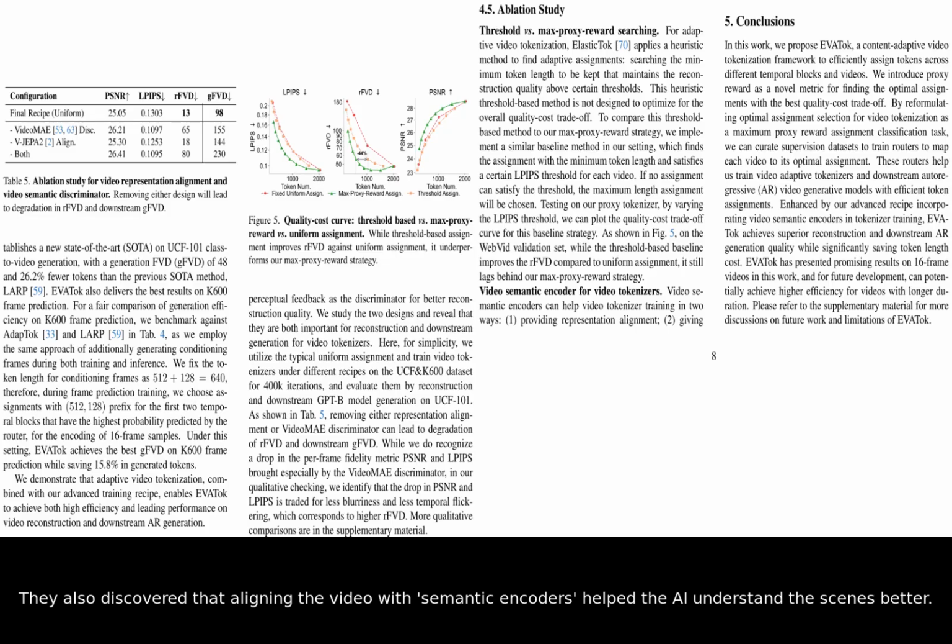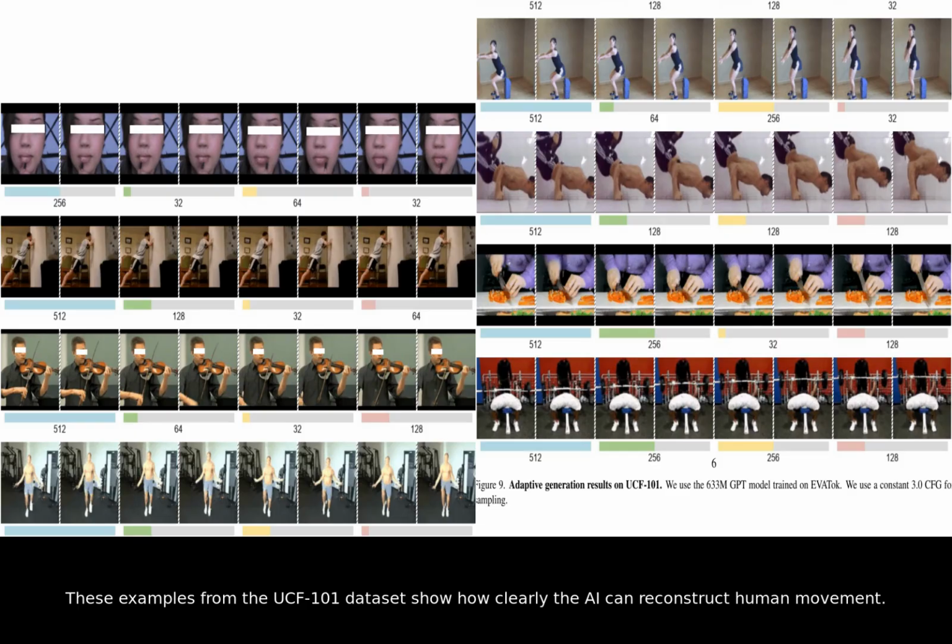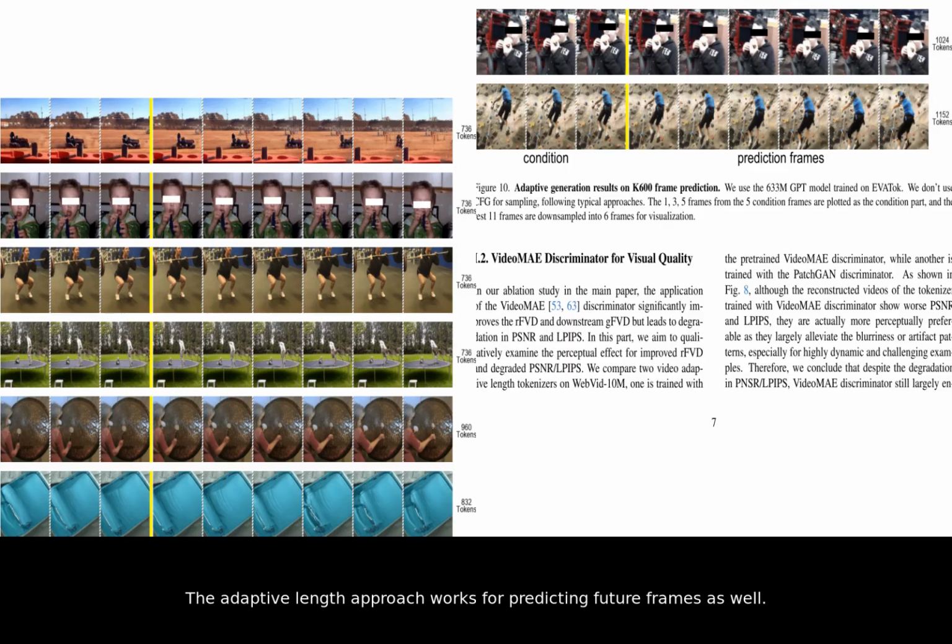They also discovered that aligning the video with semantic encoders helped the AI understand the scenes better. This prevents the blurry or flickery artifacts often seen in older AI videos. These examples from the UCF 101 dataset show how clearly the AI can reconstruct human movement. Even in complex generations like playing a violin or doing push-ups, the system remains stable. The adaptive length approach works for predicting future frames as well.